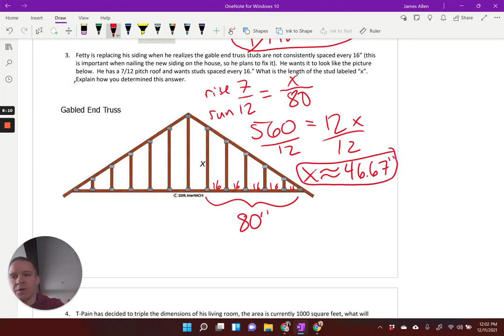Okay, we'll forego the explanation. We kind of explained it along the way, right? Use our slope. We got one missing dimension. Proportions. I love me some proportions.